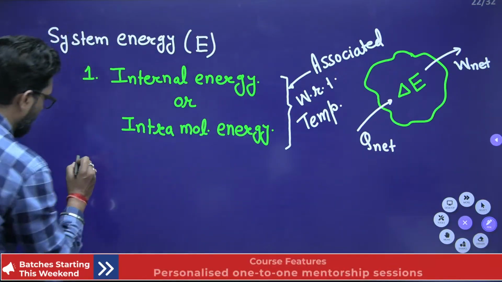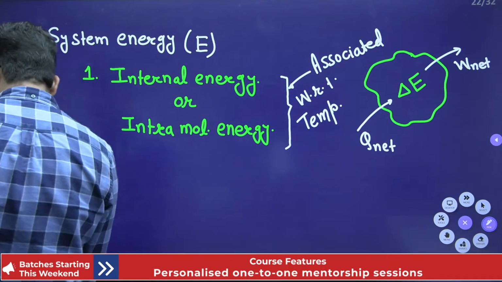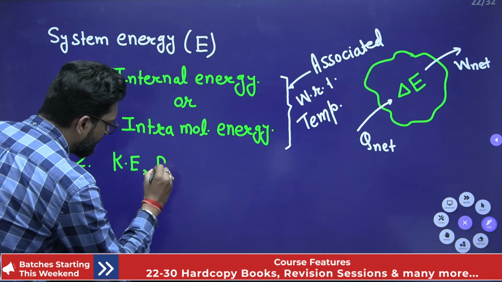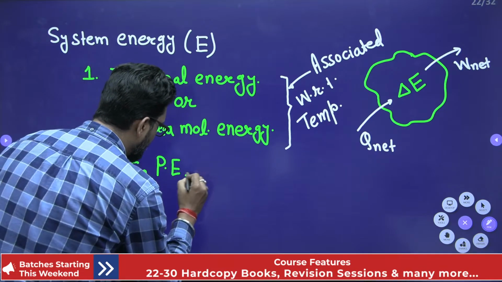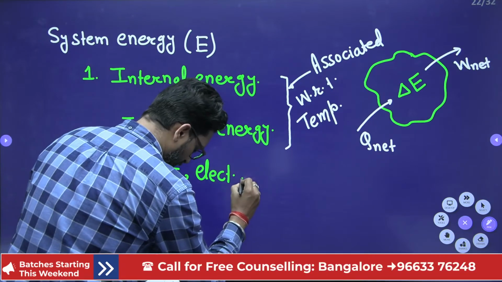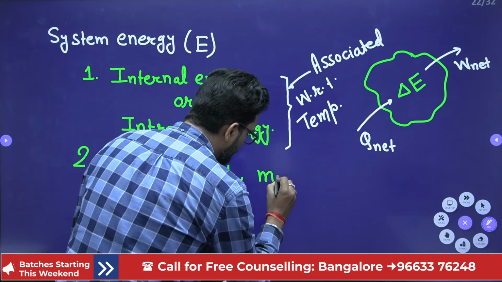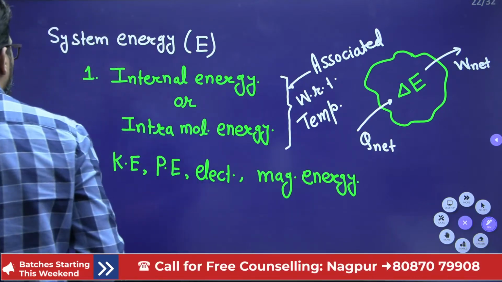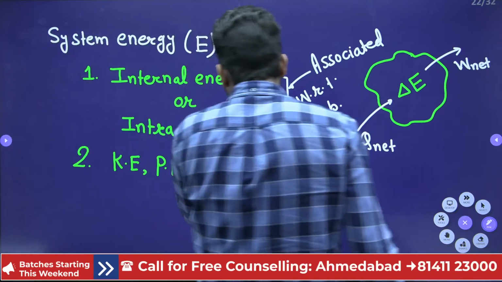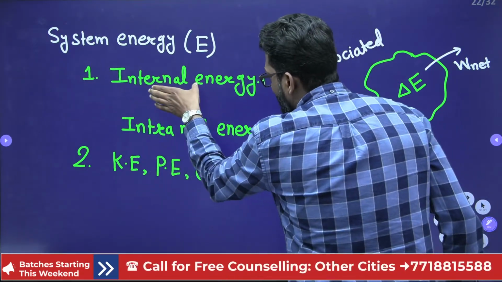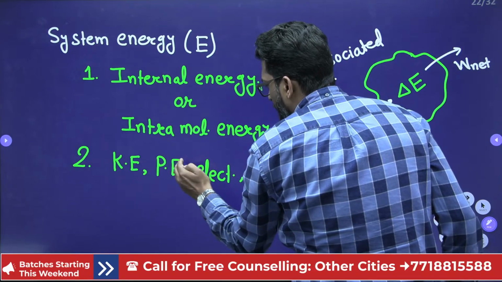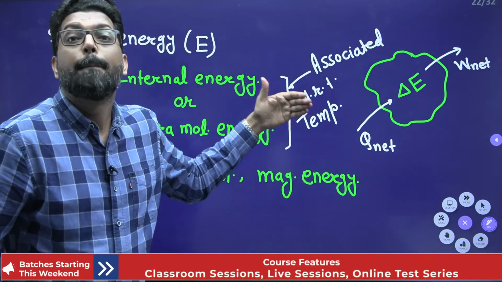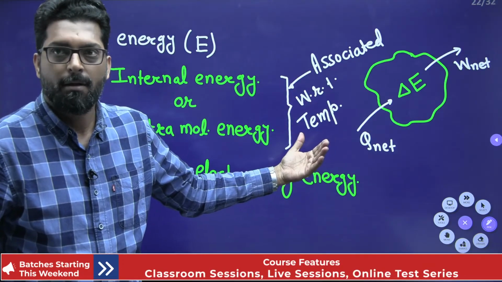Now the second one is kinetic energy, potential energy, electrical energy, magnetic energy, this form of energy. Okay. See my dear, one thing is very clear, this internal energy or intramolecular energy, kinetic energy, potential energy, electrical energy, magnetic, these are all microscopic energy. It is not macro, it is our microscopic energy.